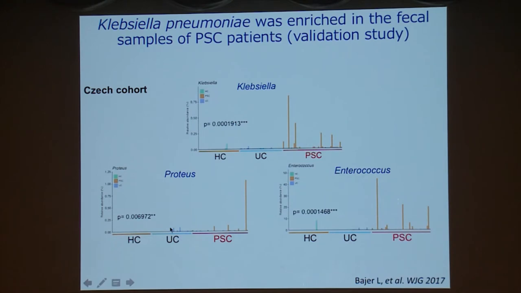Importantly, the prevalence of these three bacterial species, Klebsiella, Proteus, and Enterococcus, in PSC patients was validated in another European PSC cohort. Again, all three bacteria were more prevalent in patients with PSC compared to healthy control and UC patients, suggesting a more universal phenomenon in human PSC.